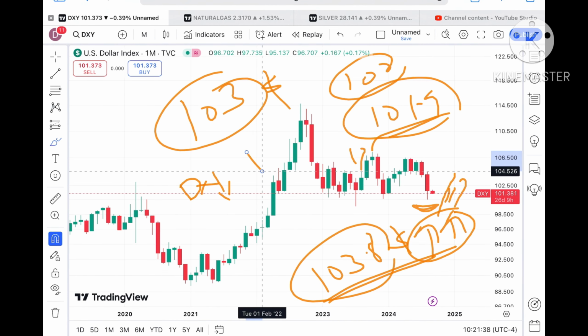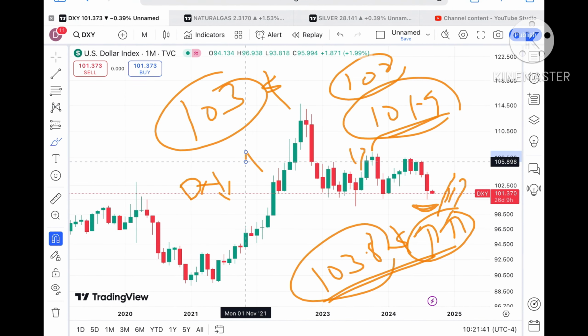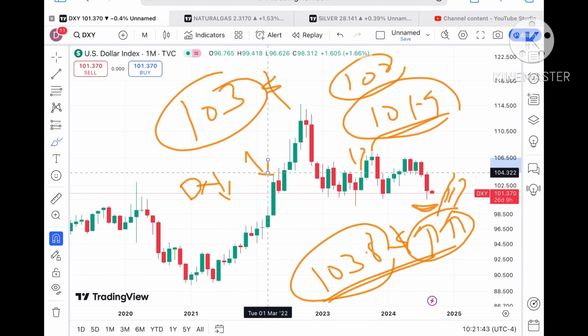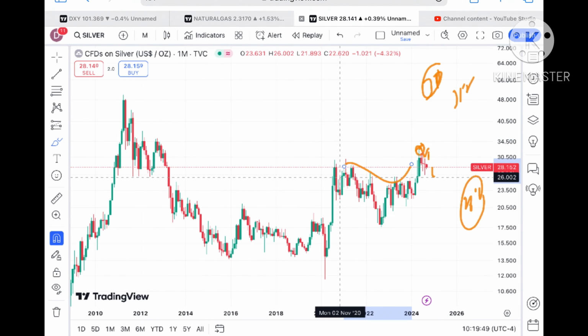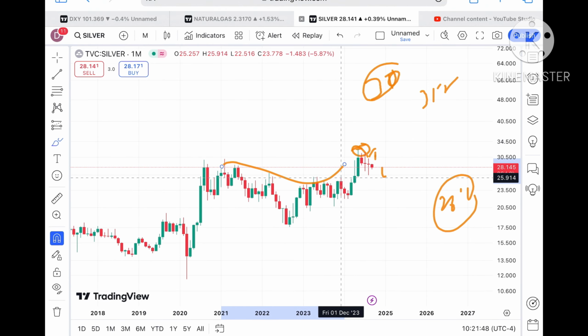So if the price of the dollar index starts going higher, we will see the price of silver go down if the dollar index starts going upside. Coming back to the price of silver, what we can see.